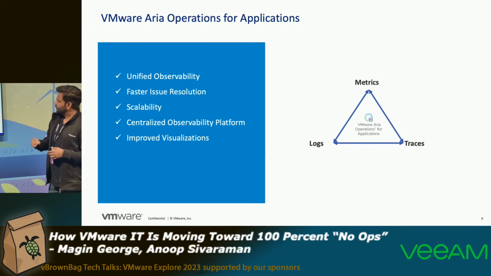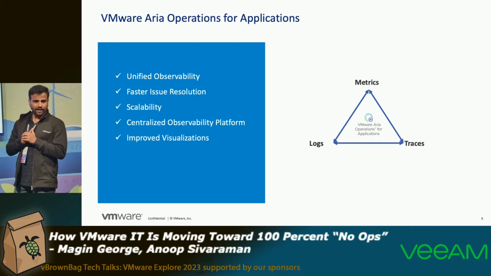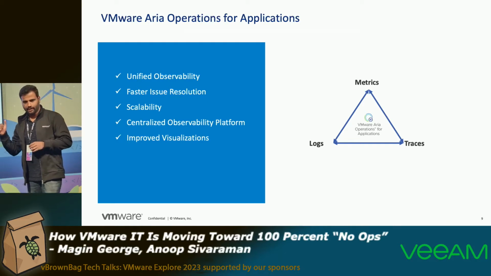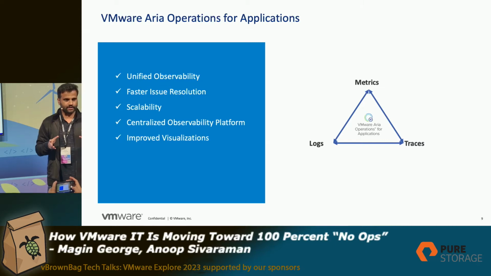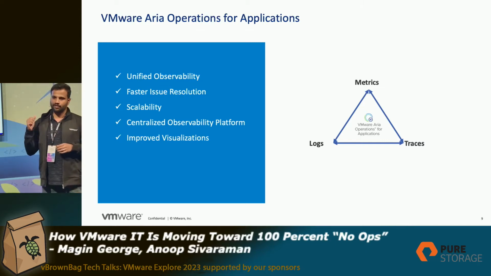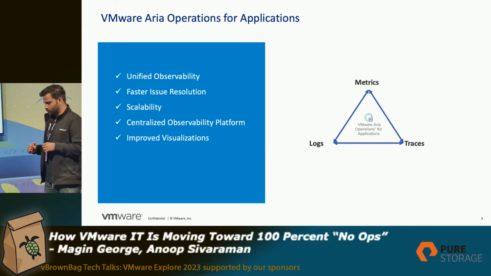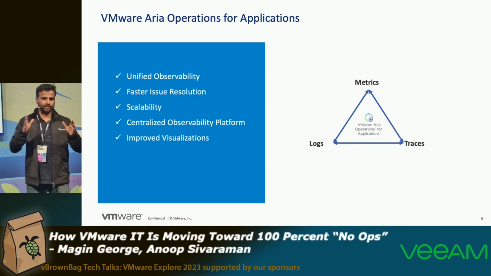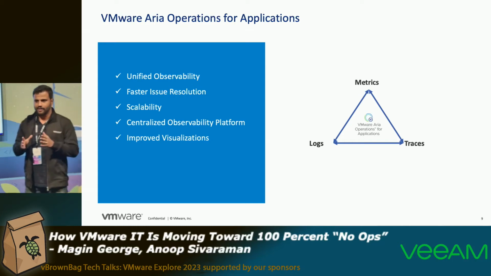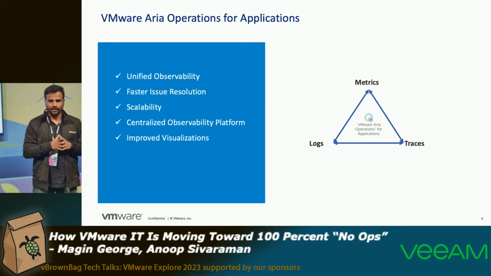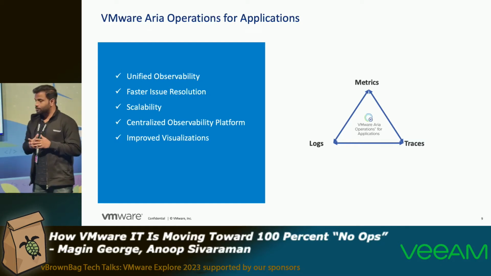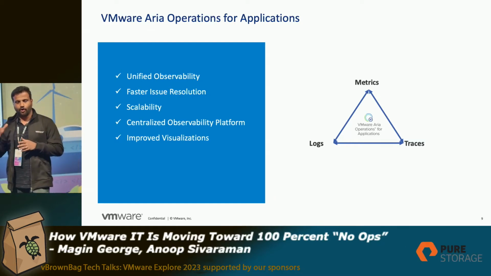Let's start first with VMware Aria Operations for Applications. As the name indicates, this is a tool used to monitor your applications and servers' health. It has a lot of features. Let's talk about some of the key features here. Unified observability. When observability comes to mind, what are the three pillars of observability? They are metrics, logs, and traces, right? And the tool is capable of capturing all these three aspects of observability.